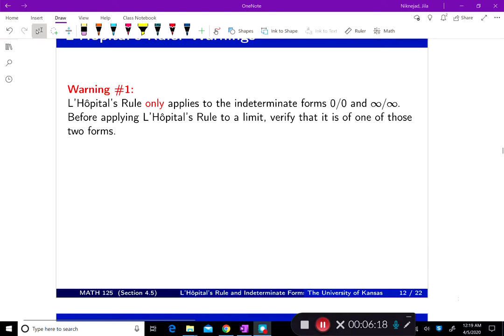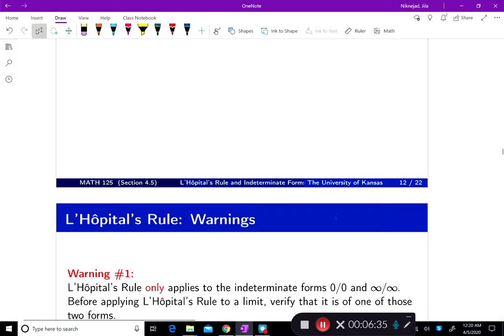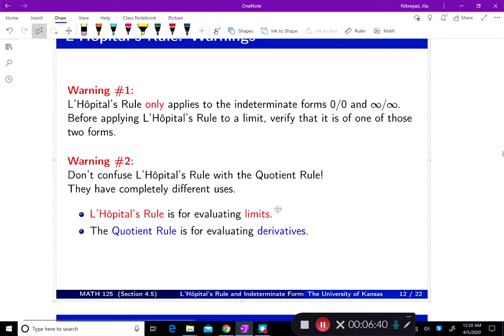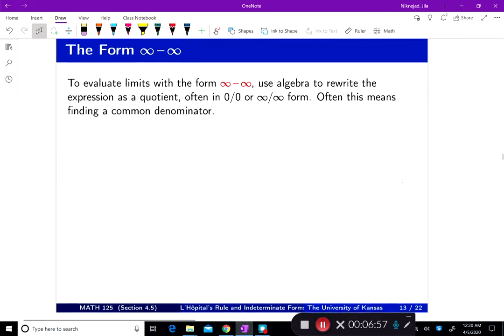As we're doing the examples, I kept repeating a few things. First of all, L'Hopital rule only works when the indeterminate form is 0 over 0 or infinity over infinity. Otherwise, it doesn't work. The second thing is that you shouldn't confuse the L'Hopital rule with the quotient rule. They are different things. L'Hopital rule is to find the limit. Quotient rule is to evaluate derivatives. So one is for evaluating limits and the other one for evaluating derivatives.